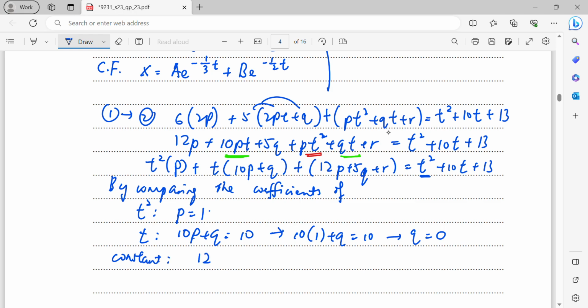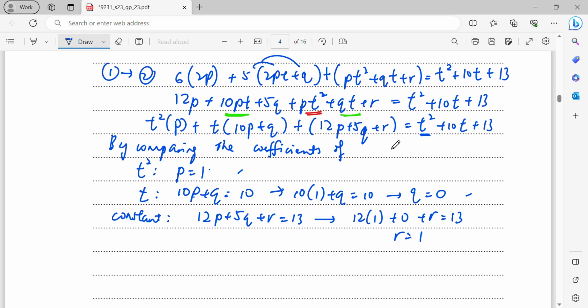So now I get 12p plus 5q plus r equals 13. Again, now you replace the p and q values. So 12p means 12 times 1, the q will be 0, and 12 plus r equals 13. That means r is going to be 1. Okay, so once you get this, then I'm getting the general solution. So I'm getting the particular integral.